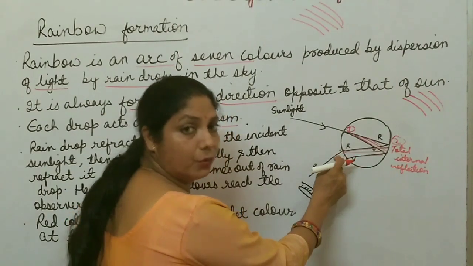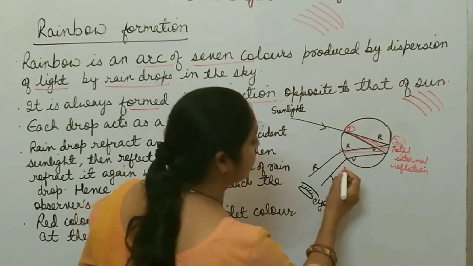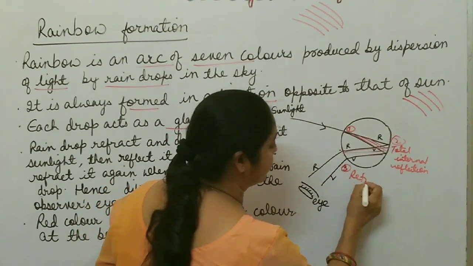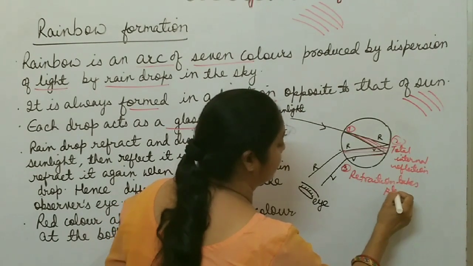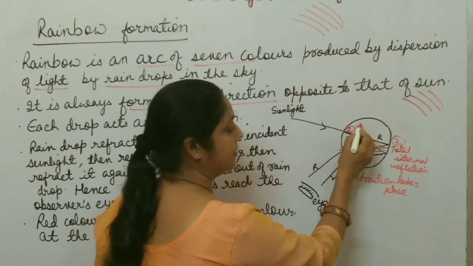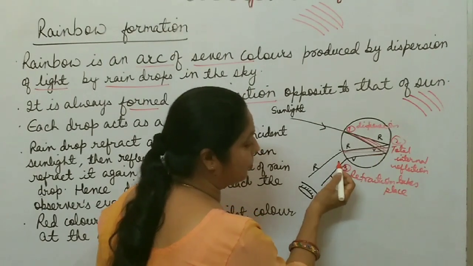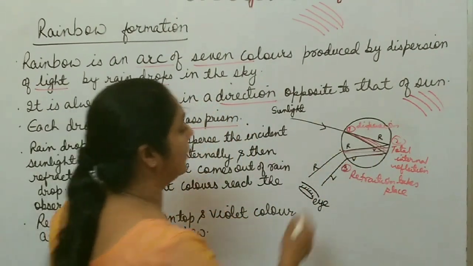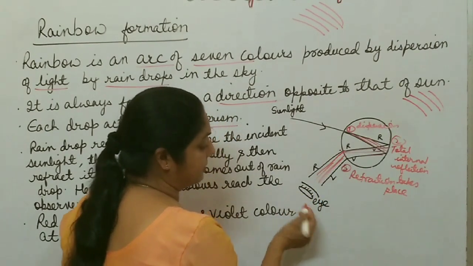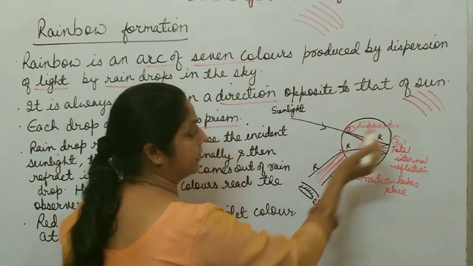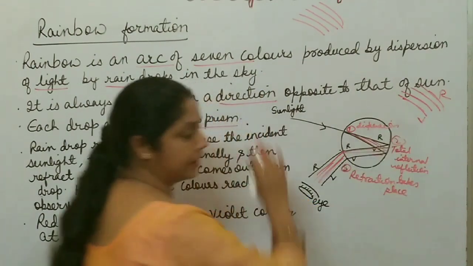Now again at this point, what happens? This one is a different medium outside, so refraction takes place. So again at this point, refraction takes place. So 3 processes. First is dispersion. At this point, total internal reflection. At this point, again refraction takes place, and all this light reaches the observer's eye, and the observer is able to see all these 7 colors here in the form of a rainbow. Red color is at the top and violet color is at the bottom.